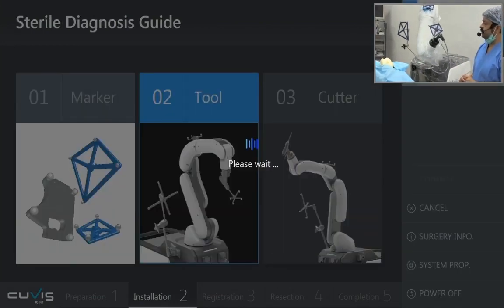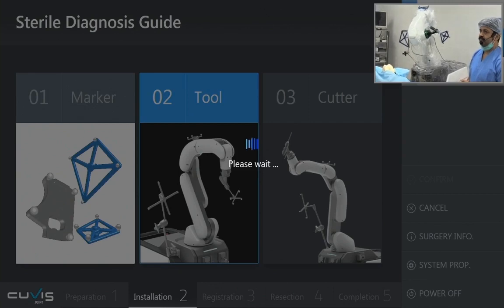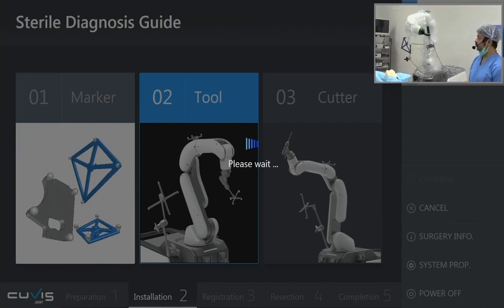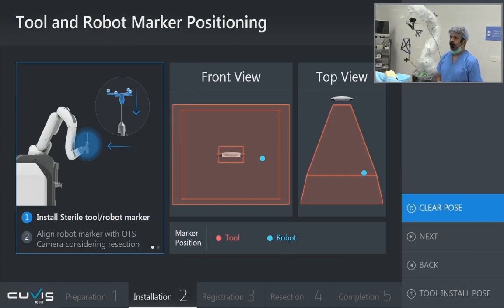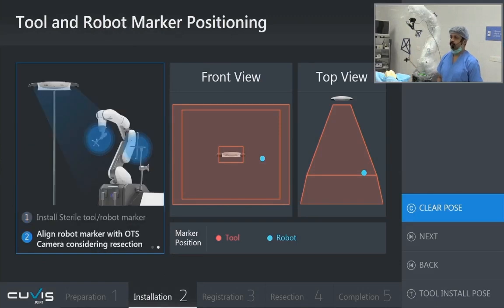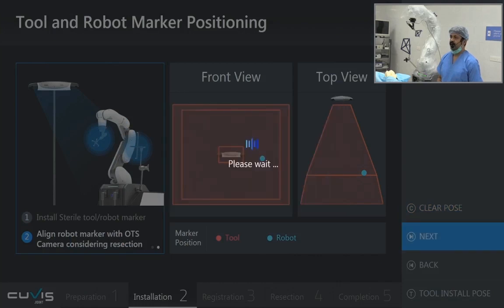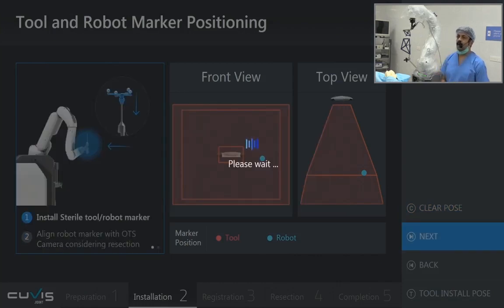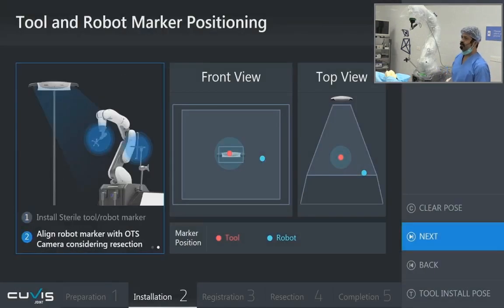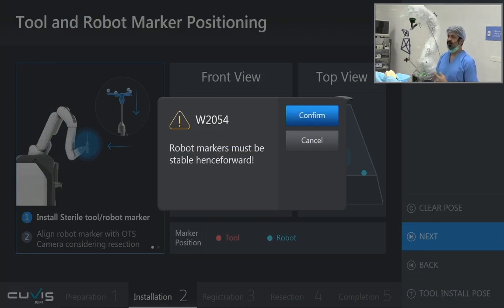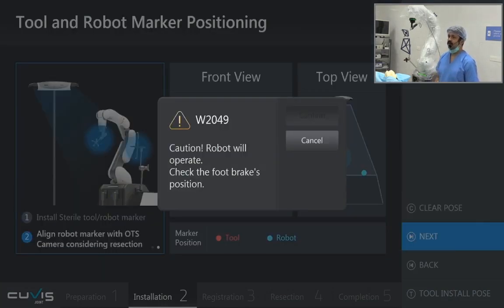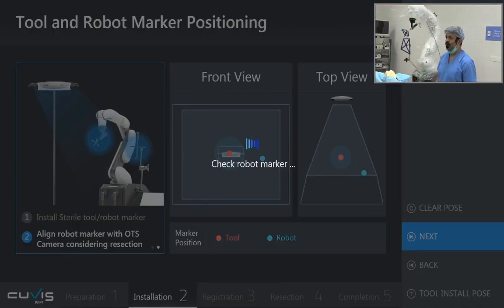So you can see that it is verifying the cutting tip, and then we go to the next step where we again pose clear, and each time you can see that the window comes up to confirm, so that you are very sure about what you are doing. And you can see it once again, the robot marker must be stabilized, so you need to confirm. The robot will operate and check the foot brakes.